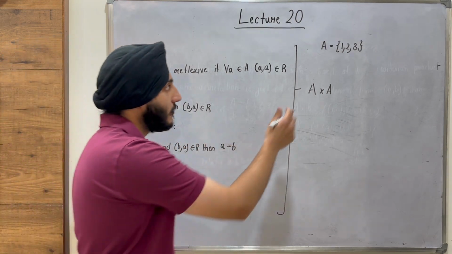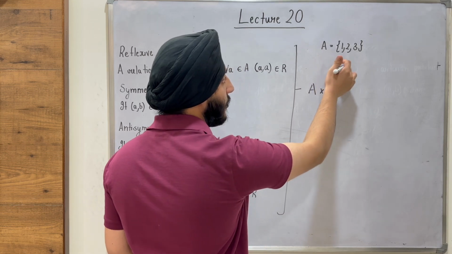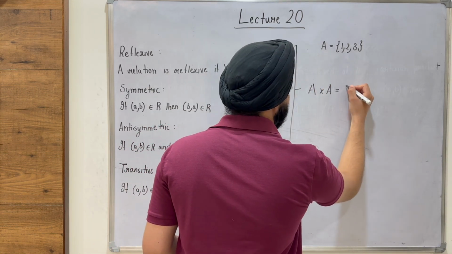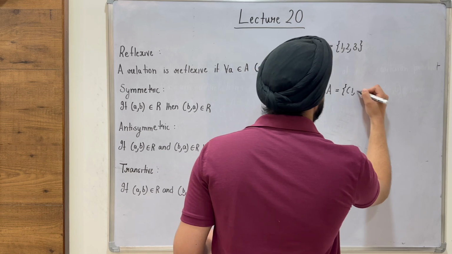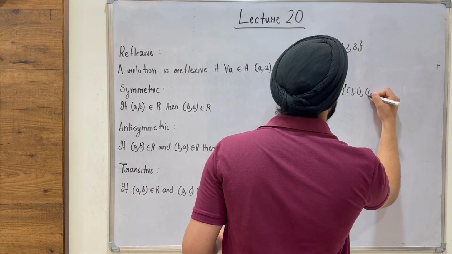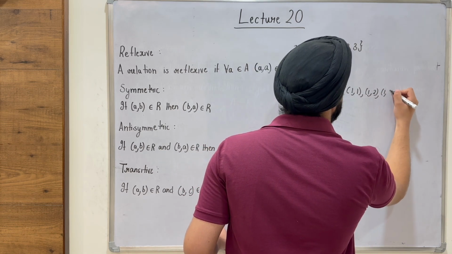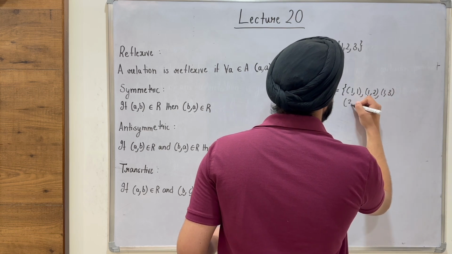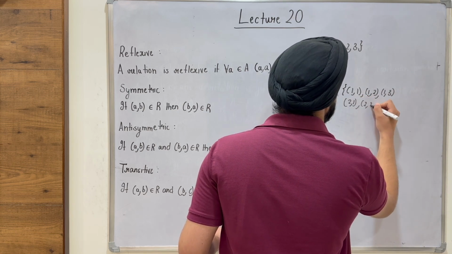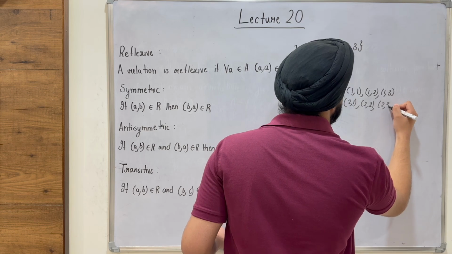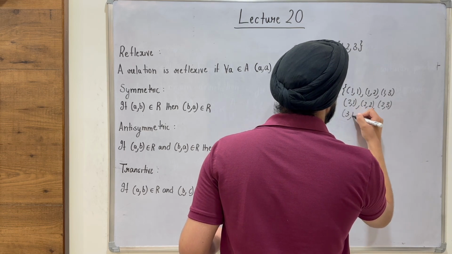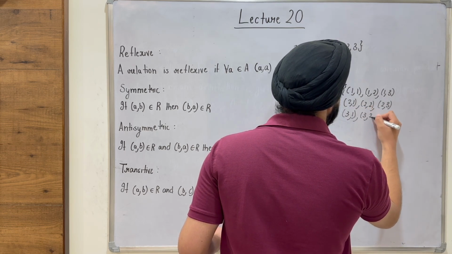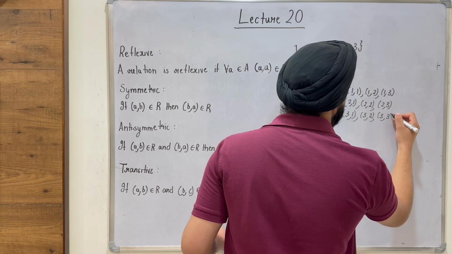I'll also write down the relation of A, 1, 2, 3 with itself. So A cross A is basically going to be (1,1), (1,2), (1,3), (2,1), (2,2), (2,3), (3,1), (3,2), and (3,3).